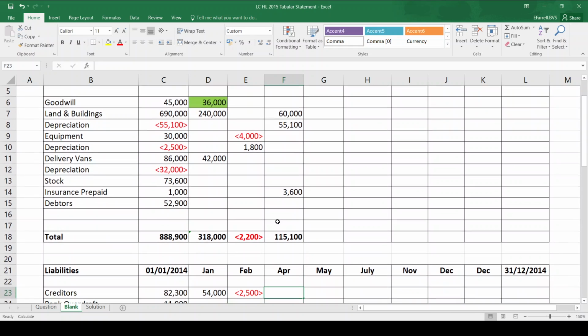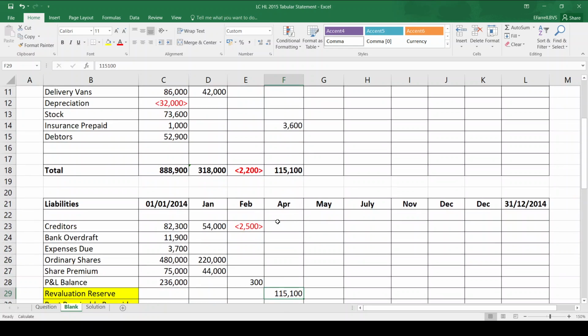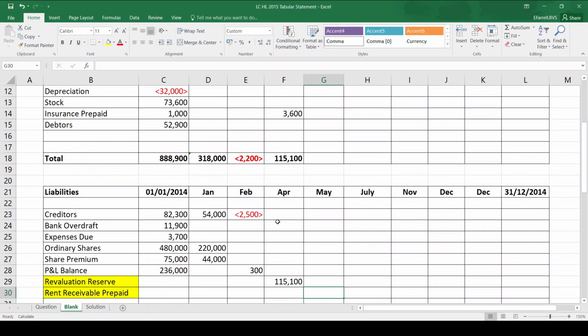Down below in the rent receivable prepaid, which is a liability, I'm going to put in the 8,600. That's in the wrong column. That should be here. And then the difference is going to go into bank because we received 8,600.